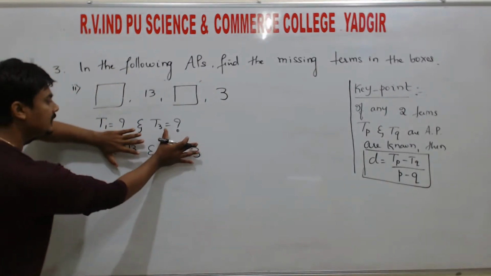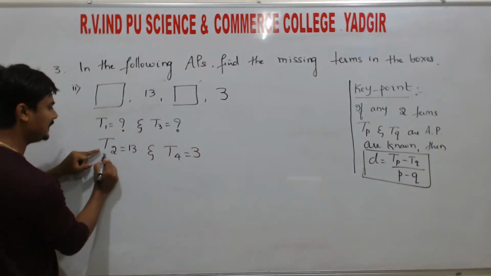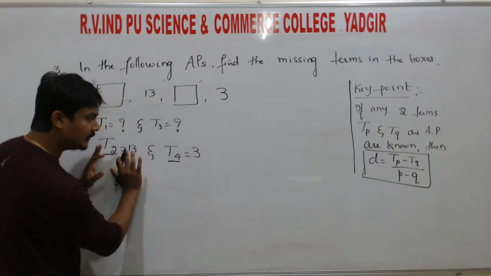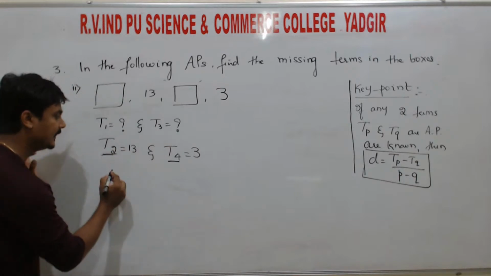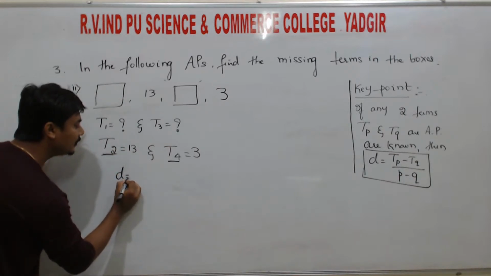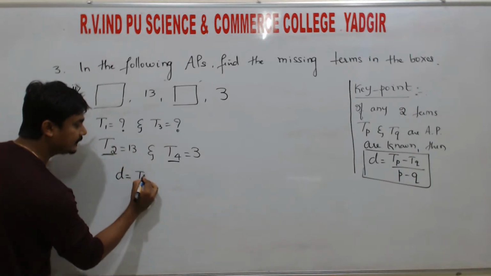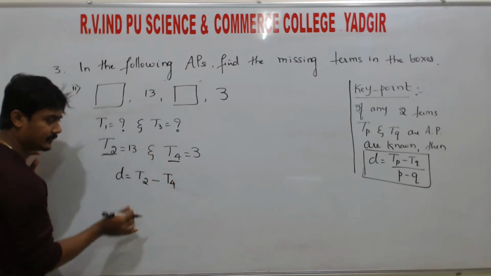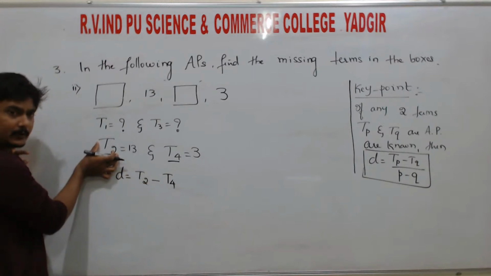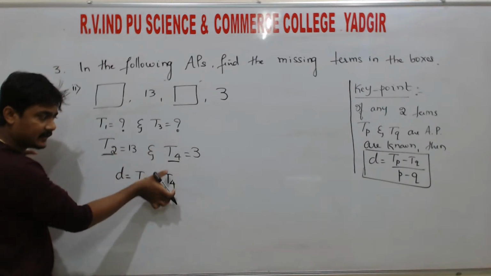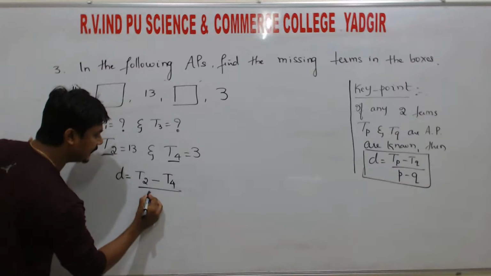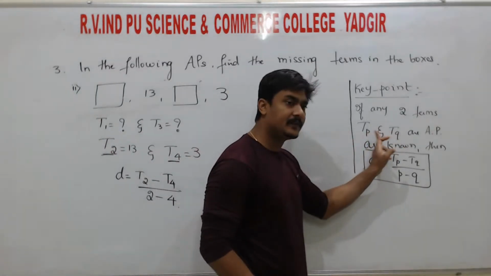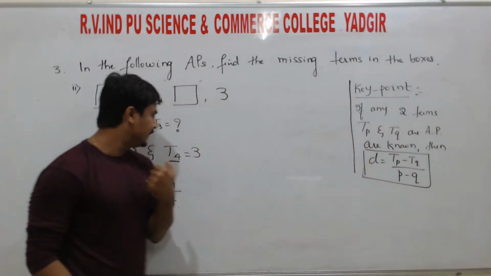Here I know two terms of the arithmetic progression. TP is our T2 here, isn't it? TQ is our T4. Any two terms, not continuous, any two terms. In that case, what is the formula? TP, one term, that is T2, minus TQ, that is T4, divided by P minus Q. Here P and Q are the subscripts of the terms, that is 2 minus 4.